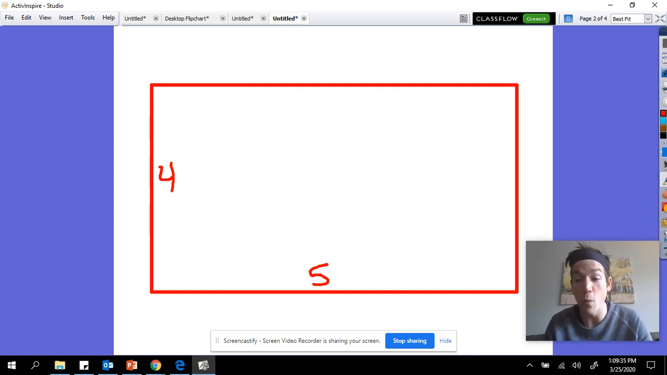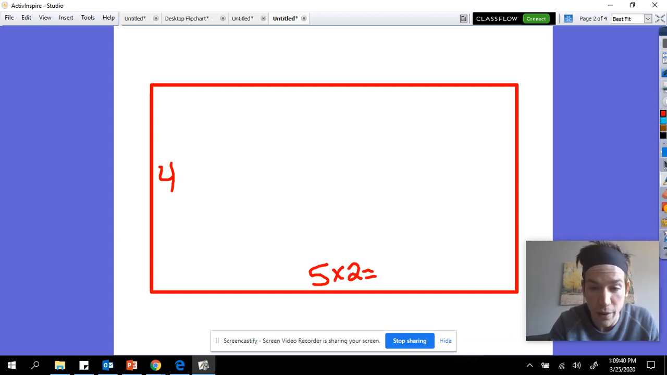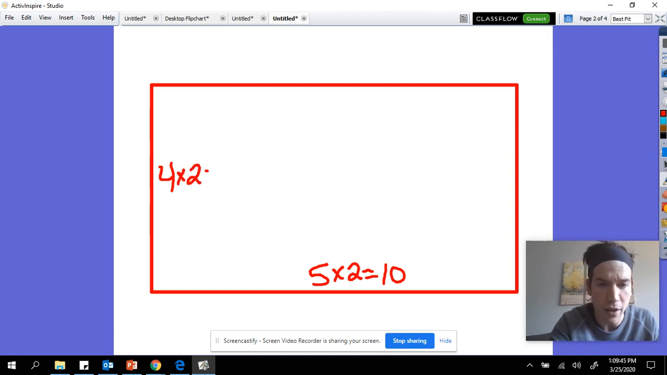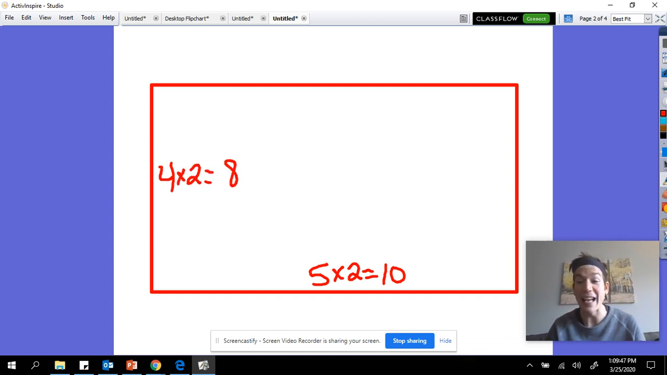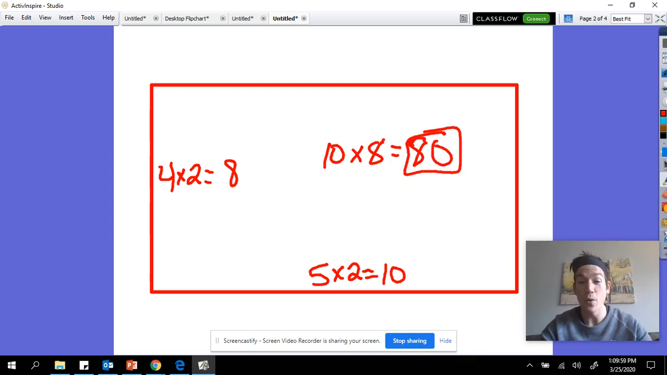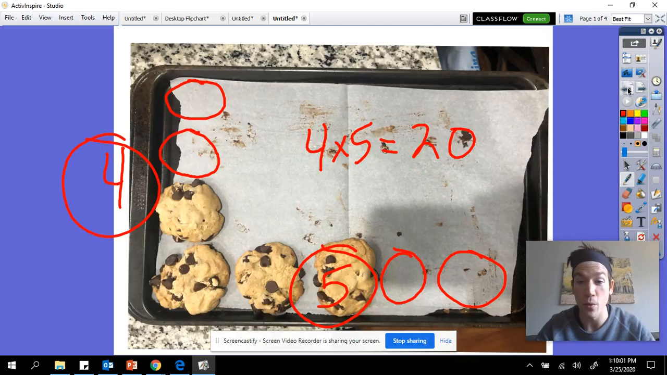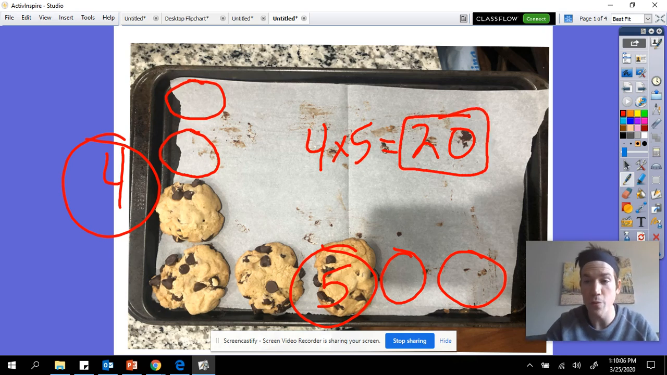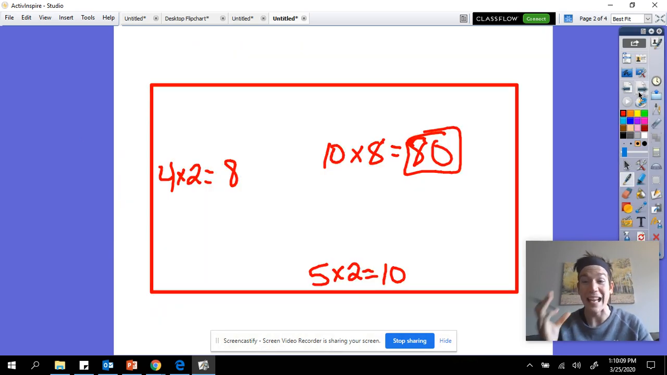My first question was, well, what if I double that number? So let's say I double the length here, which would give me 10 cookies along the length, and I double the width, which would give me 8 cookies along the width. Now, since I have a 10 by 8 pan, I would say 10 times 8 is 80 cookies. So we went from being able to fit 20 cookies here to being able to fit 80 cookies.